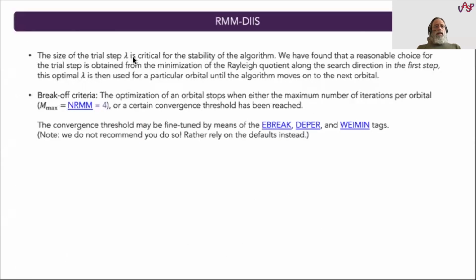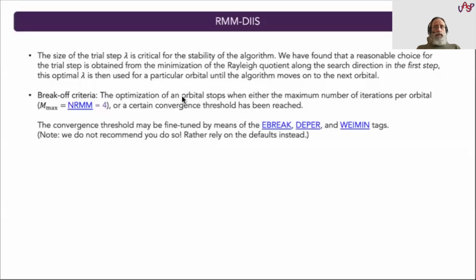So this trial step size is one thing that I've not talked about yet. It's critical for the stability of the orbital. And as a reasonable approximation, we optimize the trial step in the first step by minimizing the Rayleigh quotient along the search direction with respect to lambda. And then we use this lambda for all further trial steps until we move on to the next orbital.